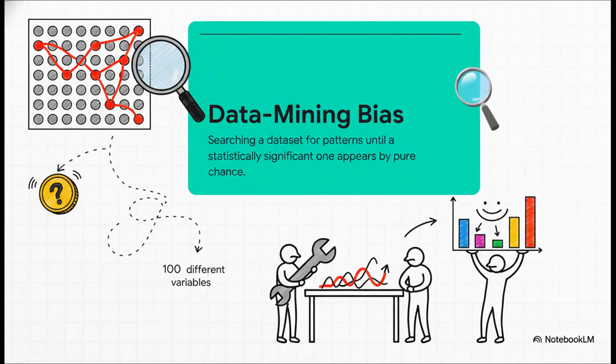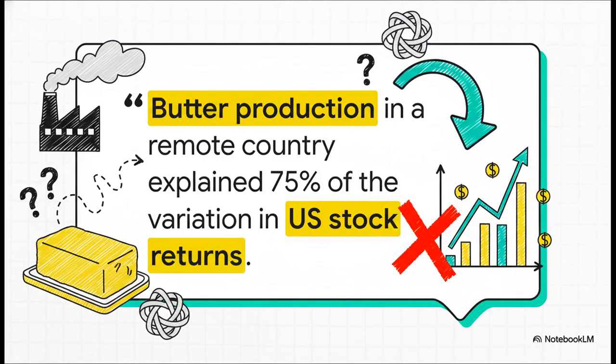Next up, data mining bias. You can think of this as torturing the data until it confesses to something. If you test 100 different things to see if they predict stock returns, pure dumb luck says that about 5 of them will look like they're significant. Data mining is when you only report on the 5 that worked and you conveniently forget to mention the 95 that didn't.